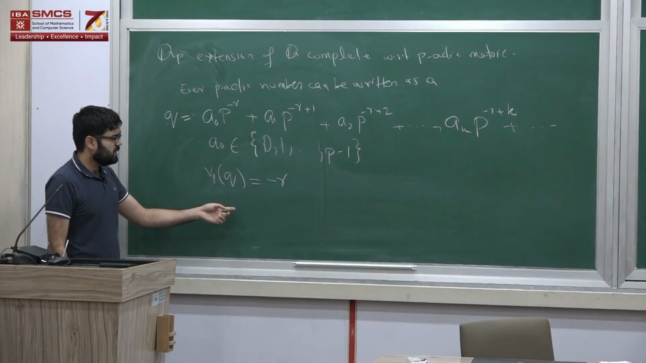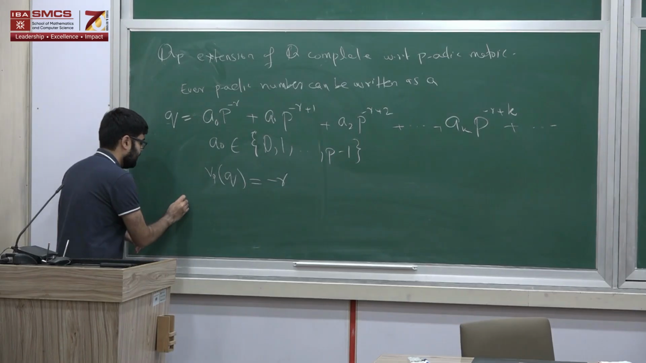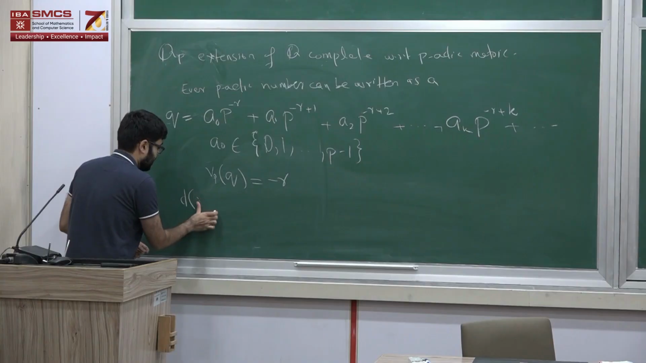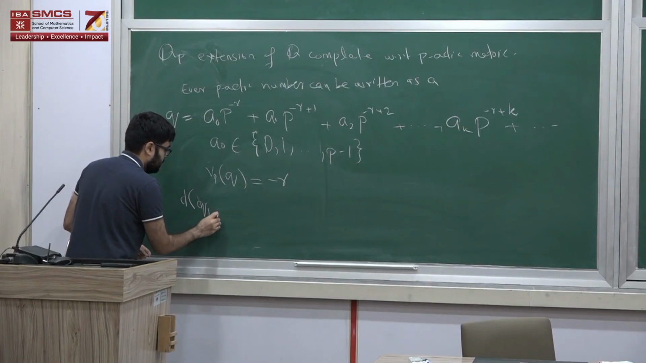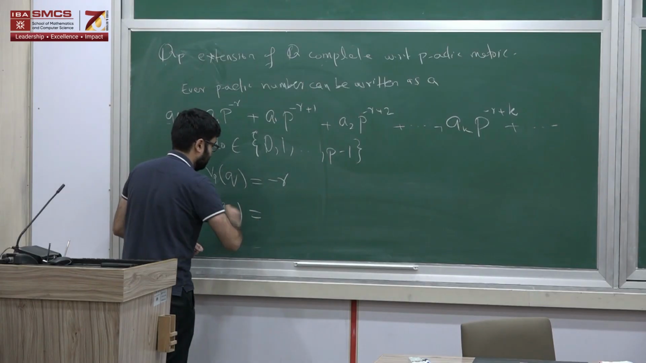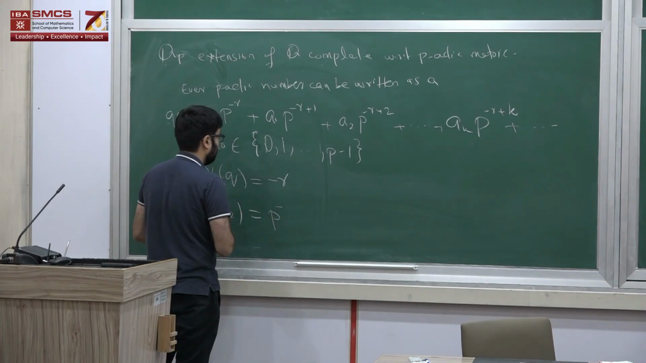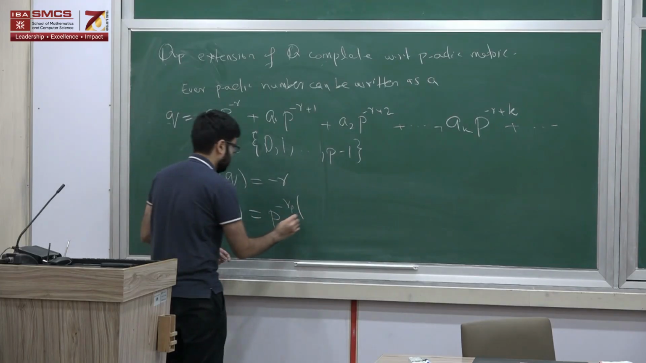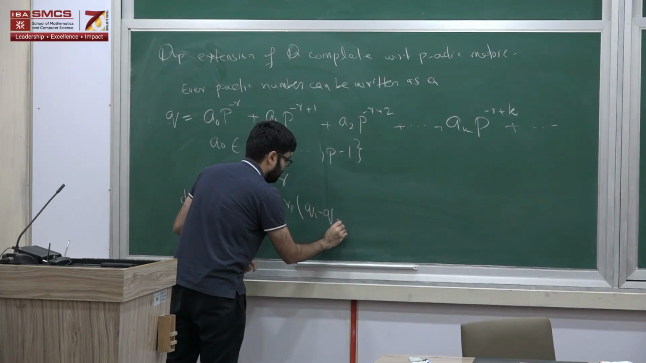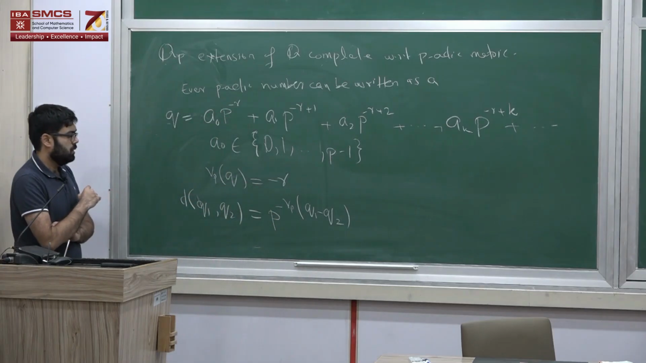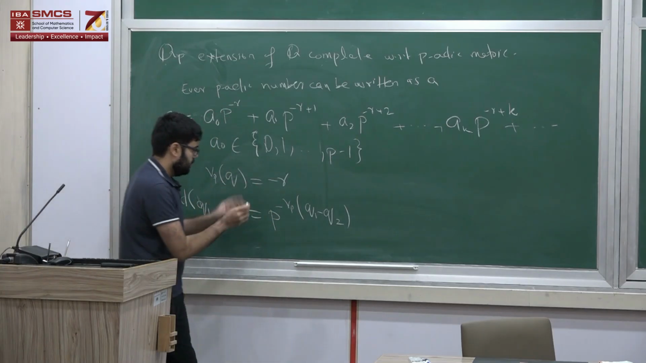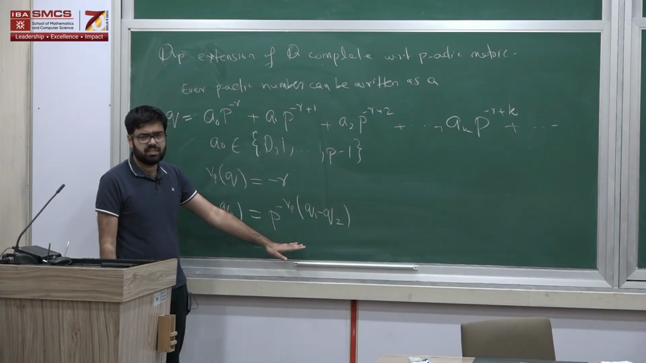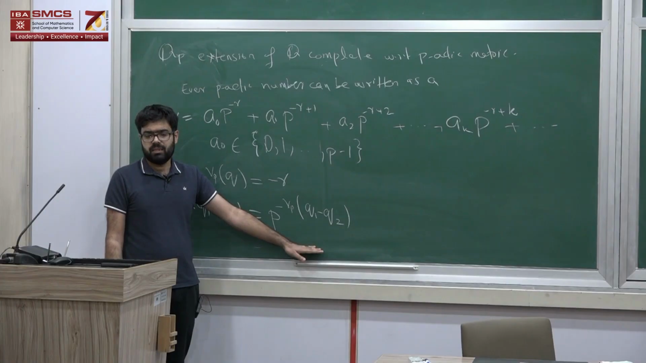Similarly, I can define a distance between any two p-adic numbers. So, let us say the distance between q1 and q2 is p to the minus Vp of q1 minus q2.